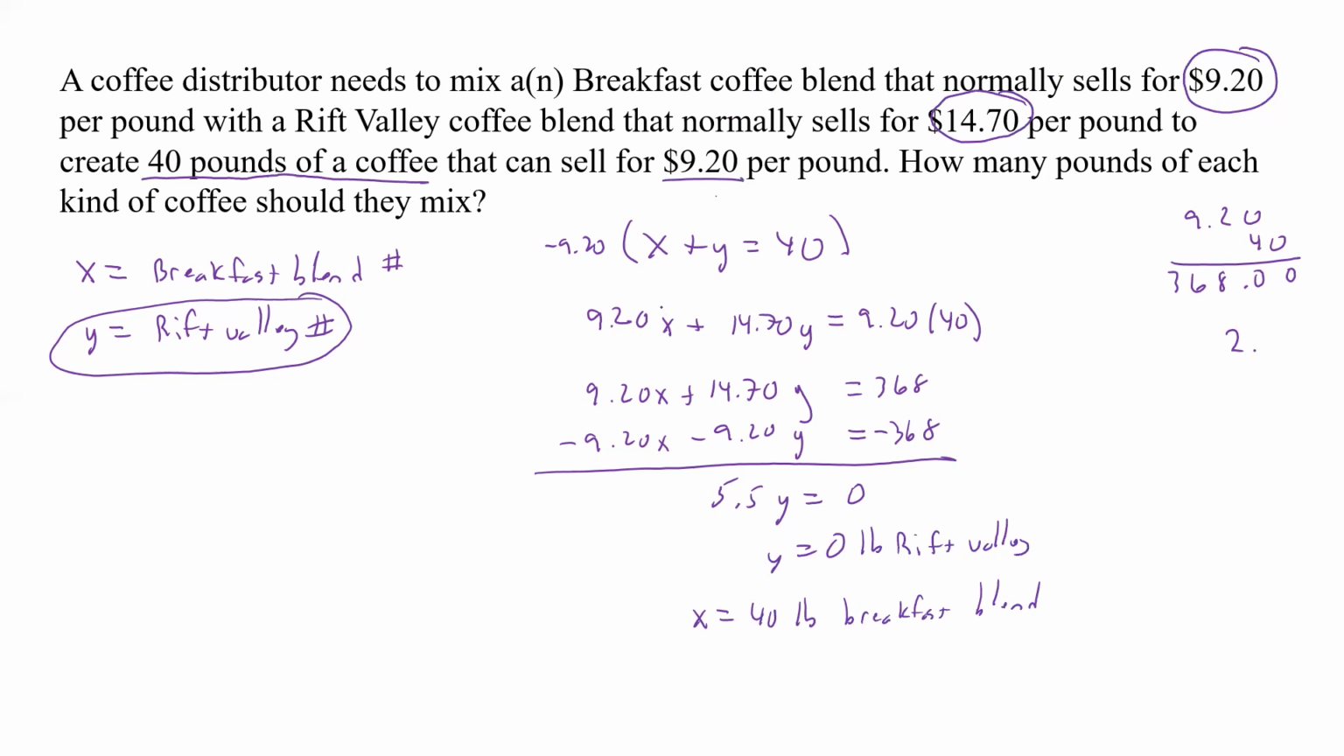So now if we add those together, 0 plus 40 is 40, so that equation works. 9.20 times 40, well, that's 368, plus 0 is 368. So that would be the correct values. It threw me off a little bit there because, if we're mixing them, we shouldn't get 0 pounds, but then we had the same price for the starting one and the final one. So that's why that one works that way.